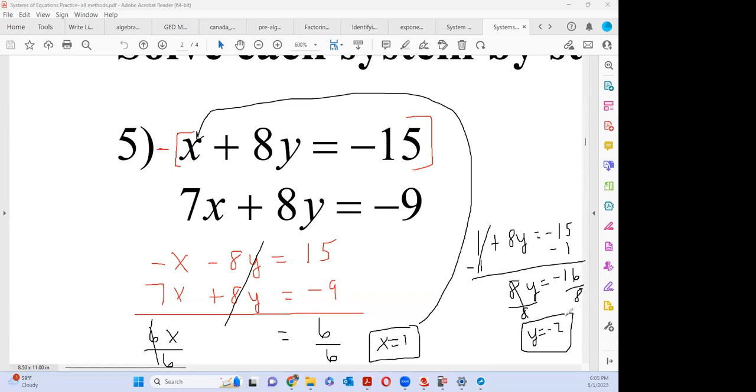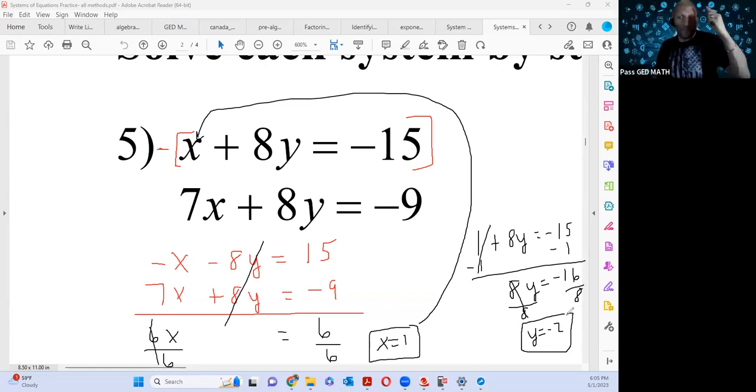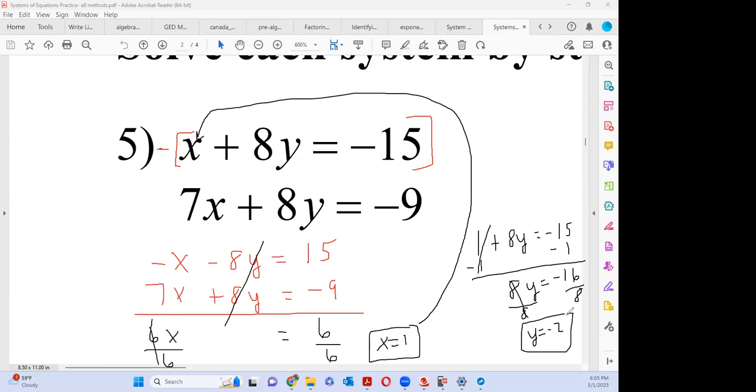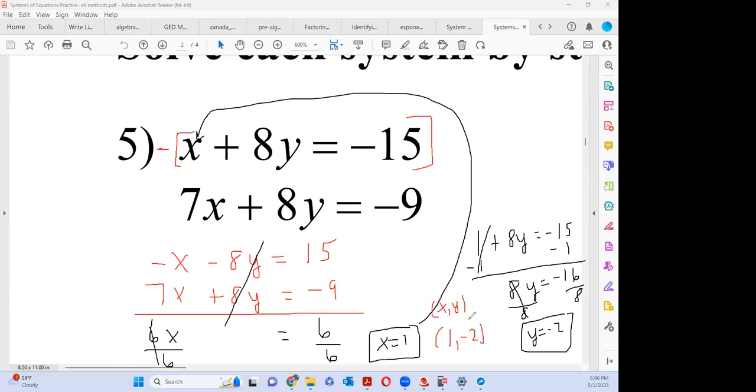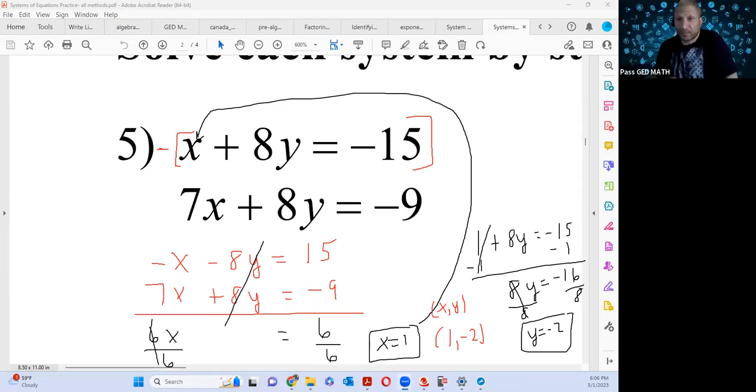So sometimes the GED will ask you to solve for x. Sometimes they'll ask you to solve for y. But the whole purpose of solving the system of equations is the point where the 2 lines cross. So if your x is 1, your y is -2, the point in which they cross, or the solution to this system of equations, is (1, -2). Remember, every ordered pair looks like that. Got me? Okay.